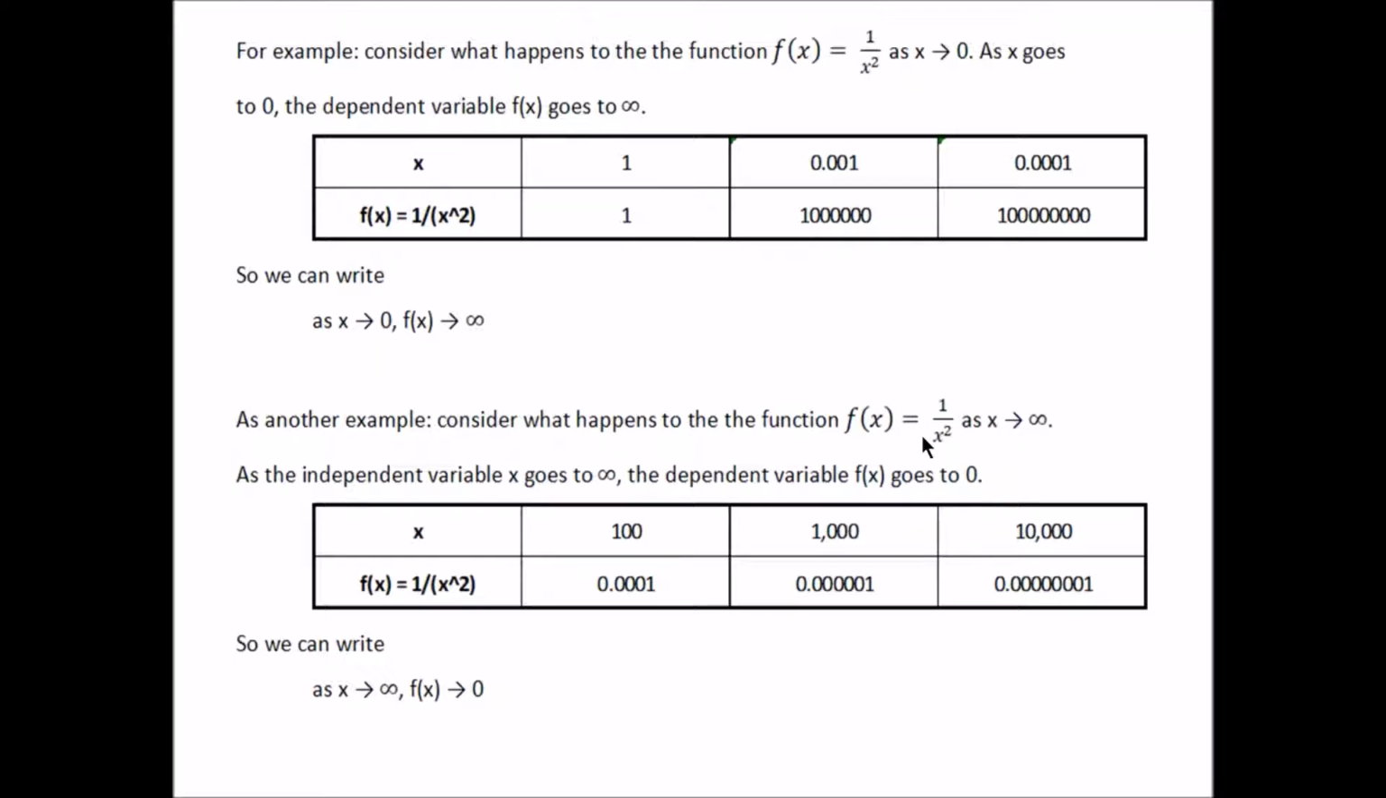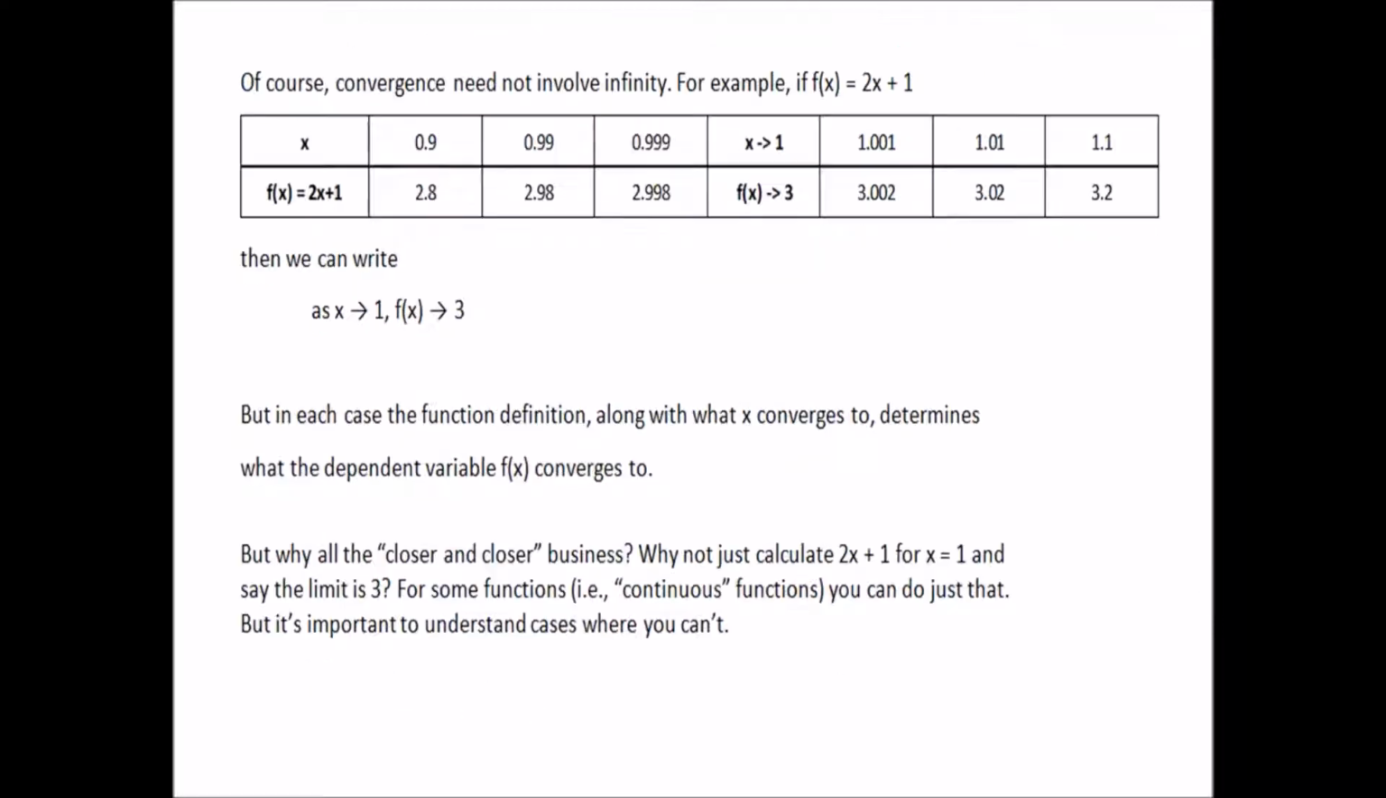Here's another example. Let's consider the same function and see what happens as x goes to infinity. As the independent variable x goes to infinity, the dependent variable goes to 0. We can see that here. So we can write this. As x goes to infinity, f of x goes to 0.